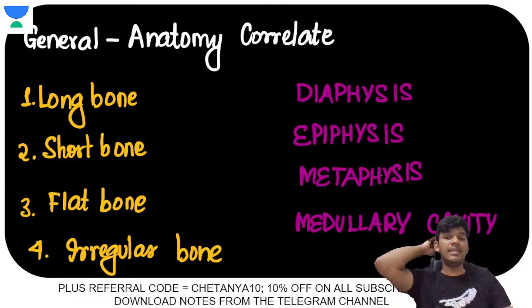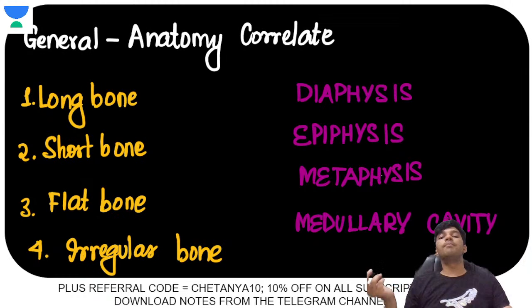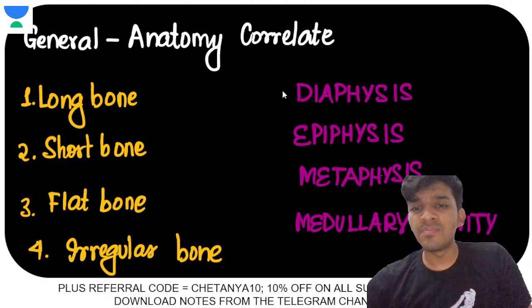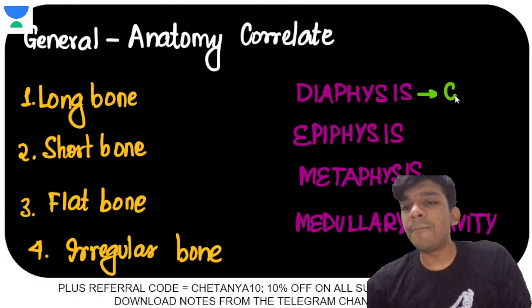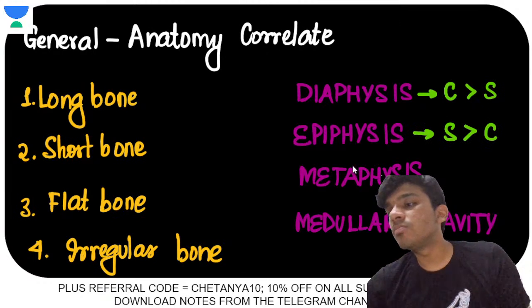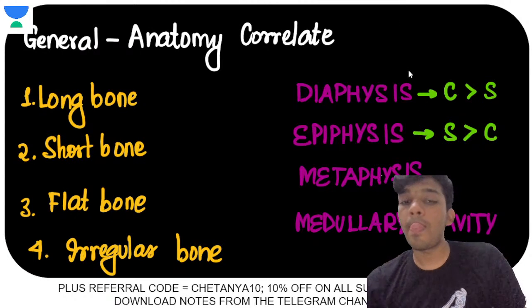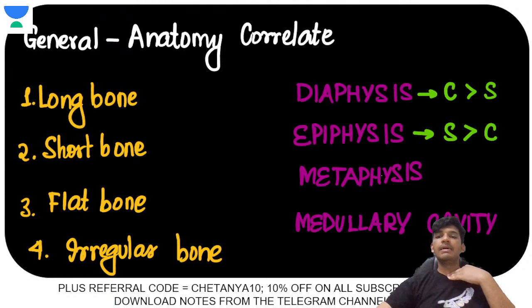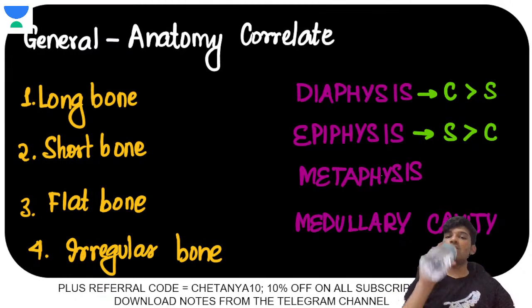Whereas if you look at the epiphysis, you have more spongy bone as compared to compact. So let me write it here: in the diaphysis, the compact bone is more than the spongy bone, and in the epiphysis, the spongy bone is more than the compact. That is another thing. Any doubt?